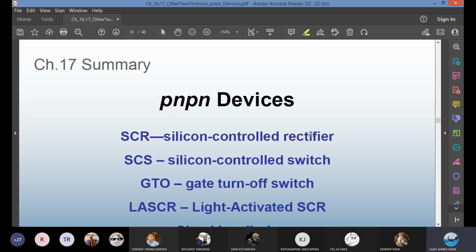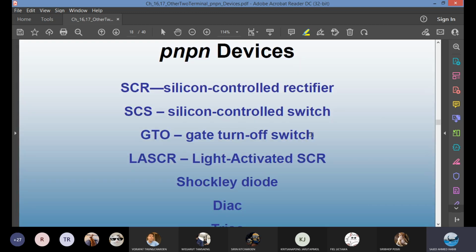PNPN and other devices. So what are PNPN devices? First, let me show you the list. SCR, silicon control rectifier, then you have silicon control switch, SCS. We'll also study about GTO, gate turn off switch. There's an SCR which can be activated by light, we call it LASCR, Shockley diode.